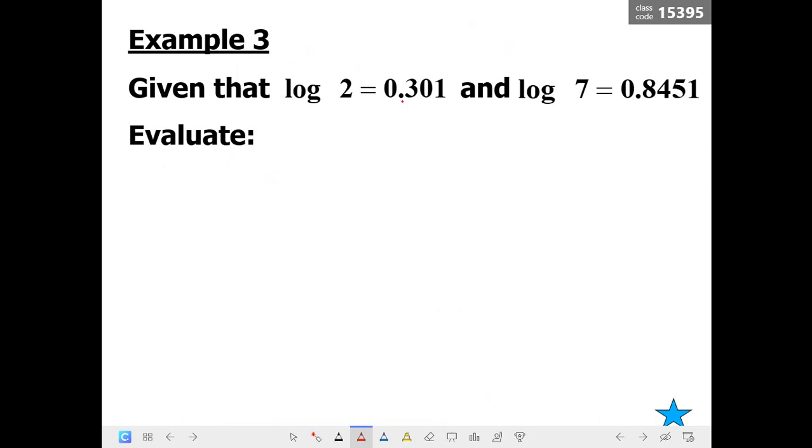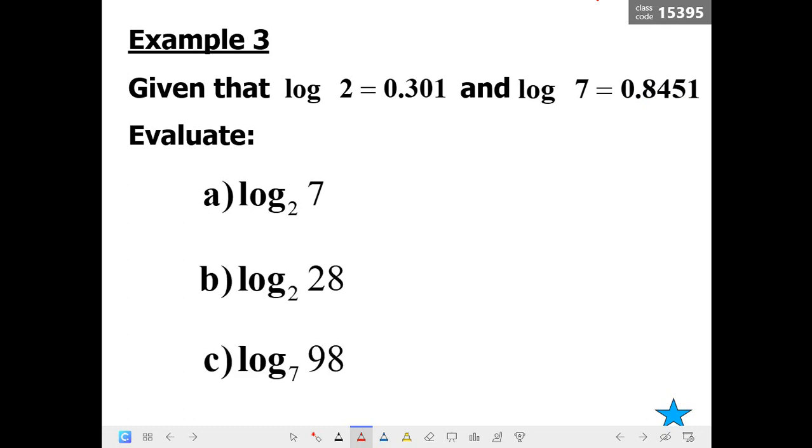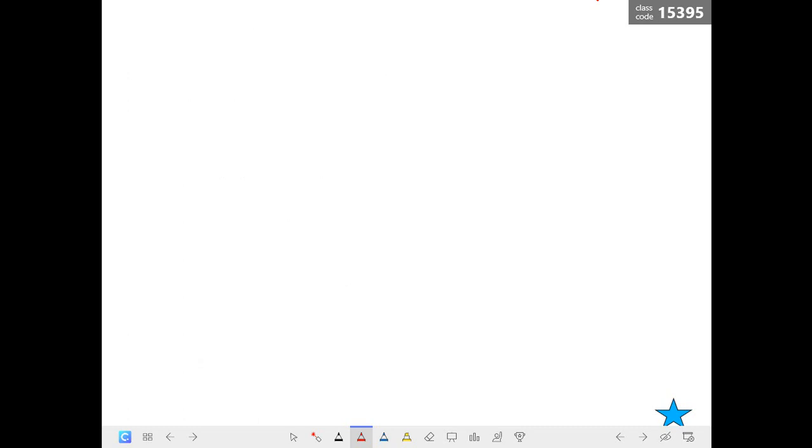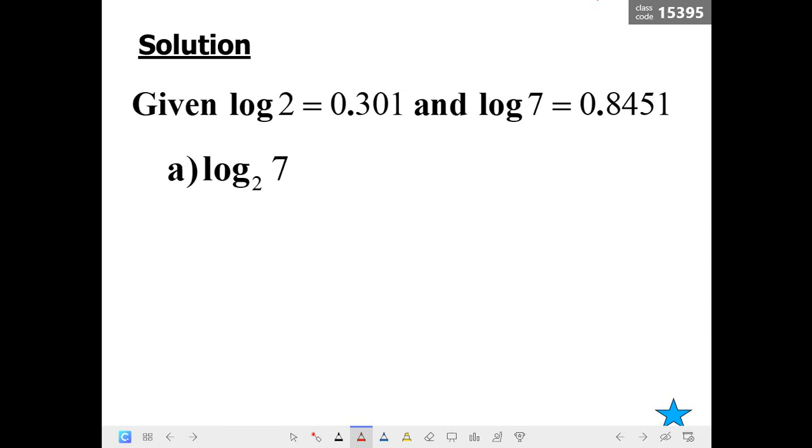Given that log 2 equals 0.301 and log 7 is equal to 0.8451. Evaluate. Evaluate means that you need to find the value. Okay: log 7 base 2, log 28 base 2, log 98 base 7. Start with A, log 7 base 2. Given log 2, log 7. This one is equal to log 7 over log 2.